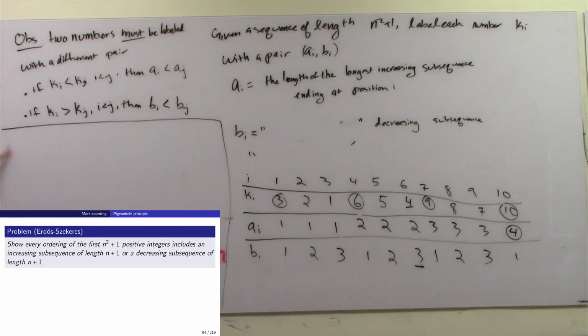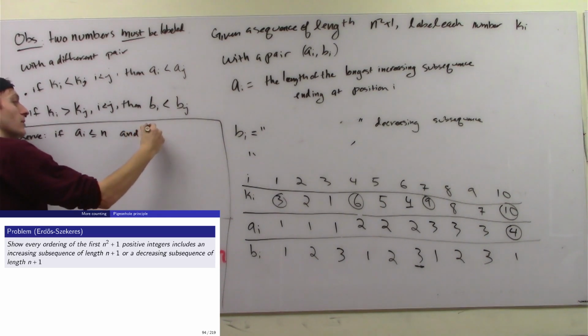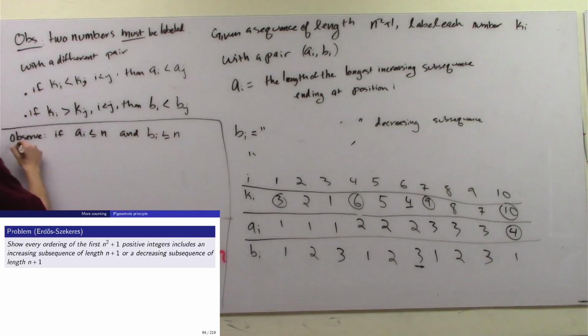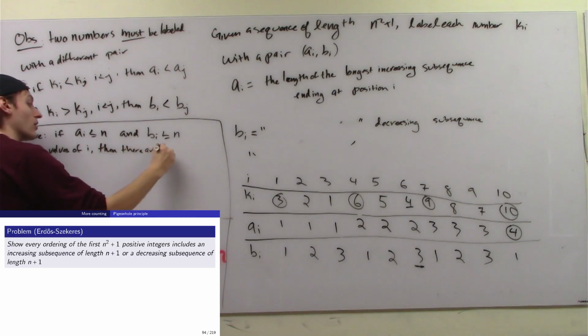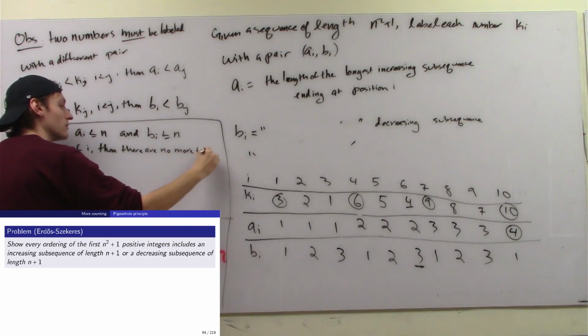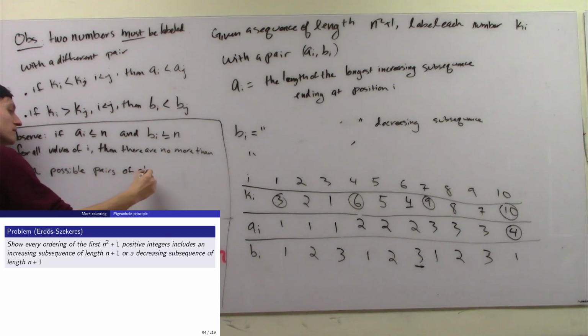Okay, so what does this mean? Observe, if a sub i is less than or equal to n, and b sub i is less than or equal to n for all values of i, then there are no more than n times n possible pairs of a sub i and b sub i.